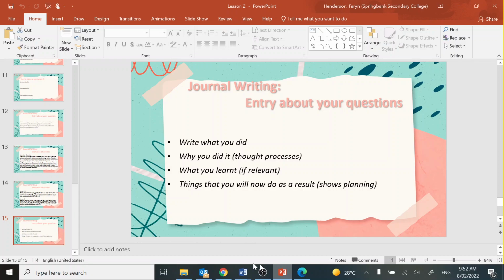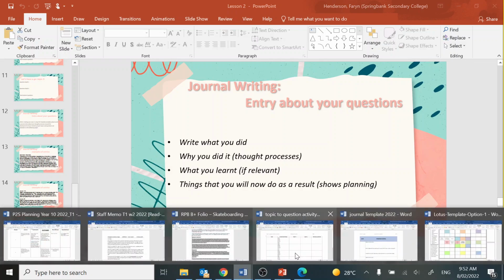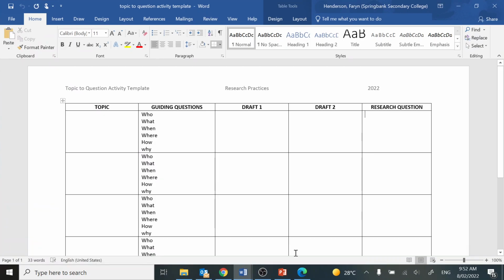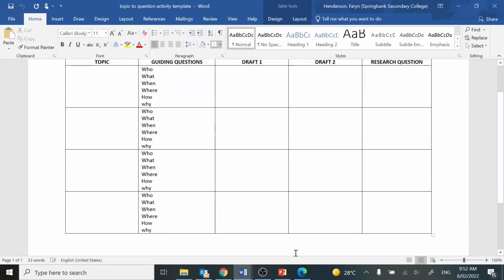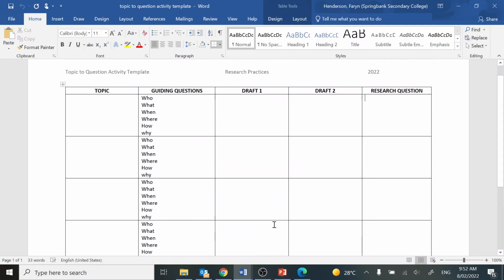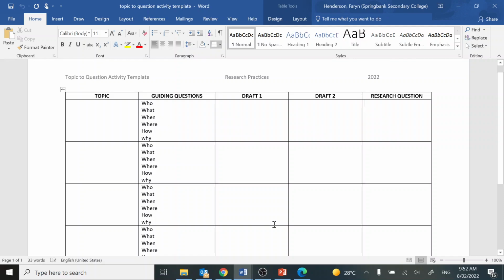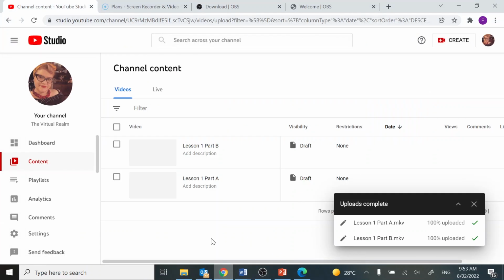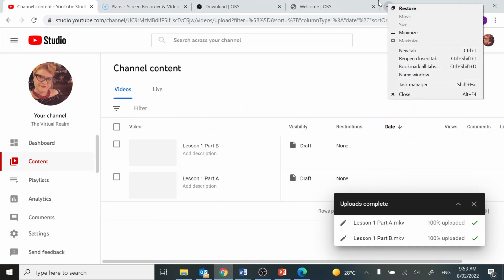I want to see the Word document, so that is the topic to question. I would like to see this for a minimum of 3 topics, ideally. If you're really struggling with that, just focus on the one, and we can go from there. So lotus diagram, journal entry, and the topic to question activity. Please put your name on everything, just in case, and upload it to Daymap. I'll just actually show you. I've closed Daymap, that's handy.